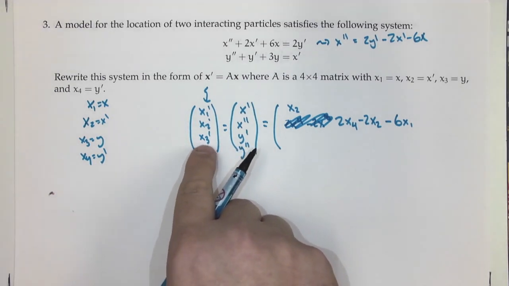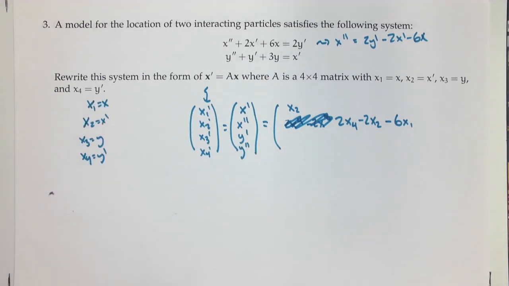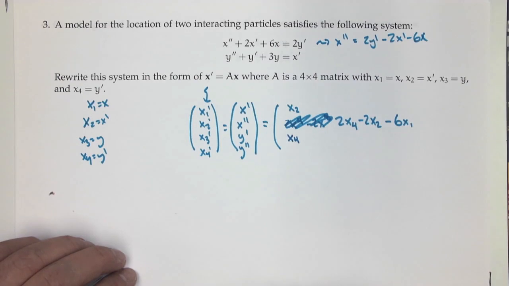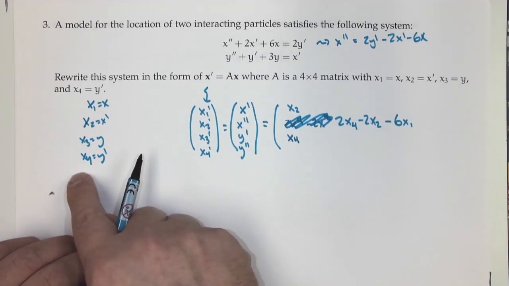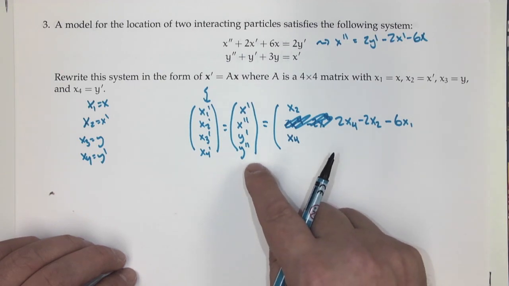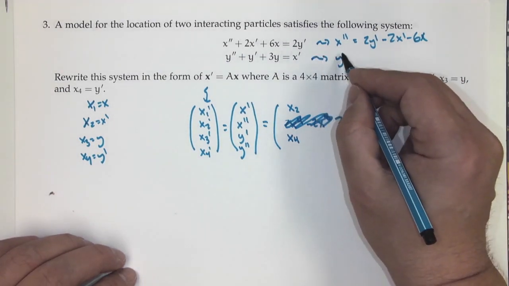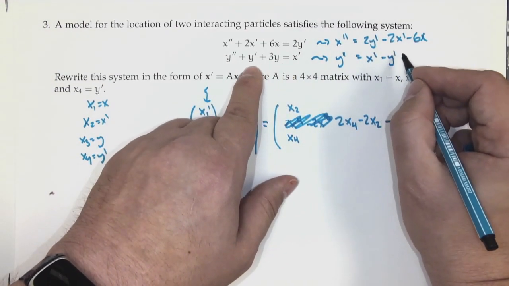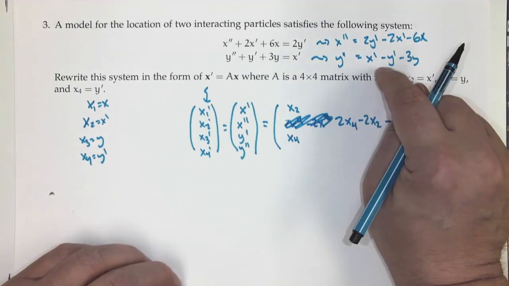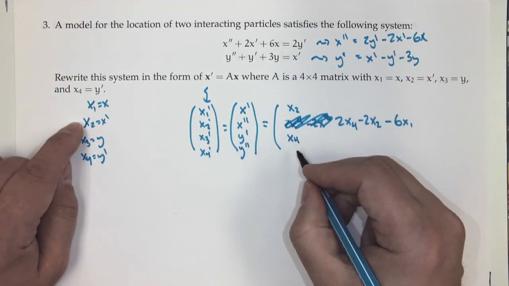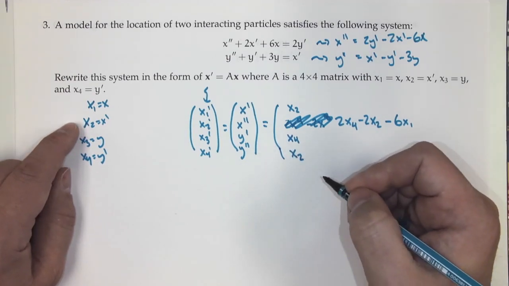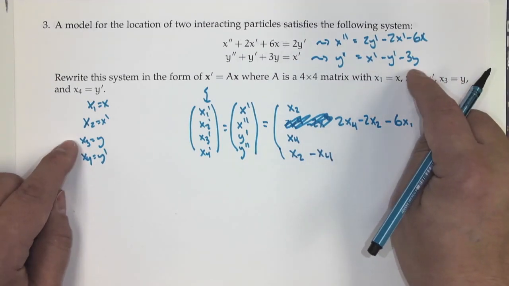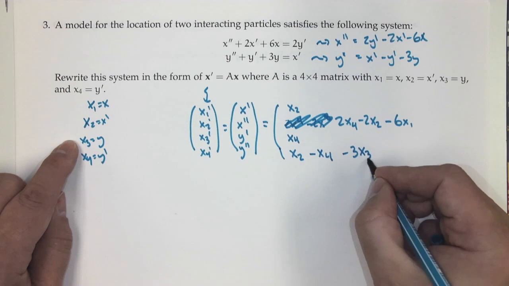Okay, coming down to the next line. y prime, what is that? It's x4, because it says it right there. y double prime? Well, again, we can use these equations. In fact, you have to use them somehow. So we'll solve for y double prime. It's x prime, so that would be x2, minus y prime, that would be x4, minus 3y, minus 3x3.